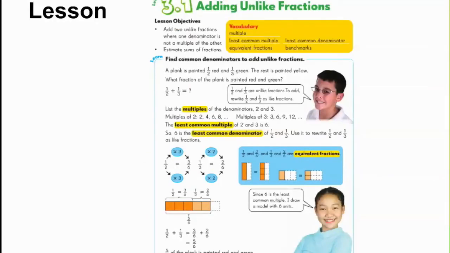Here is an example of how Lesson 3.1 begins. As you can see, the objectives are clearly stated, followed by the important vocabulary terms that are connected to the concepts and skills of the lesson. In addition, all the vocabulary is highlighted for easy reference.